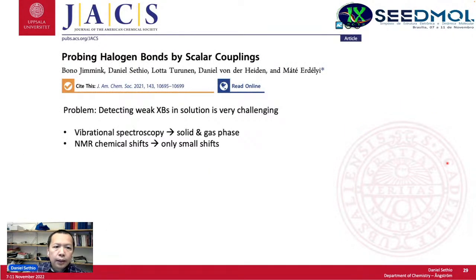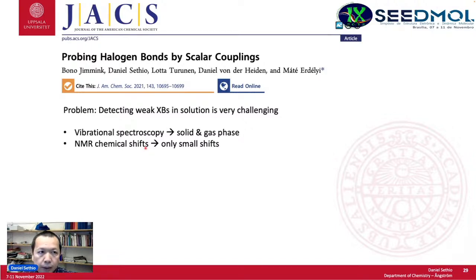And then the next study is about detecting weak halogen bonding in solution. As we know, detecting weak halogen bonding in solution is very challenging, and there are very limited experimental techniques to probe this. For example, vibrational spectroscopy can only be used in solid or in the gas phase, while NMR chemical shift of this weak halogen bond only gives a small chemical shift, which is hard to detect.